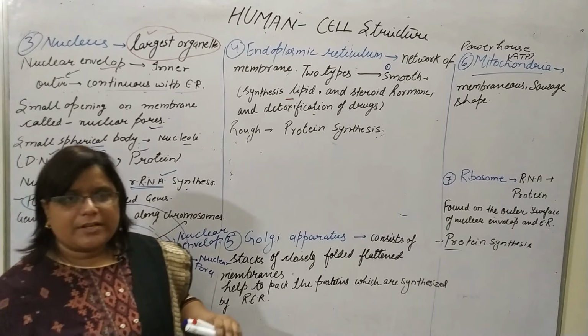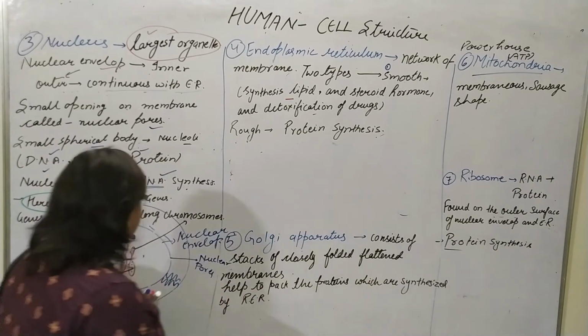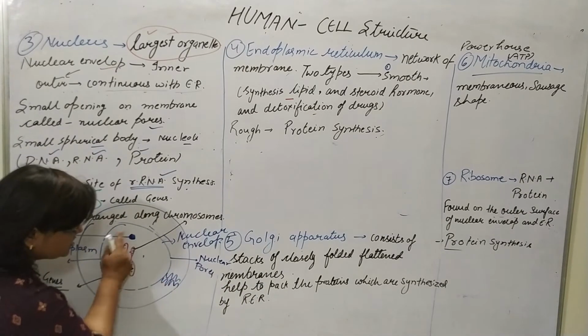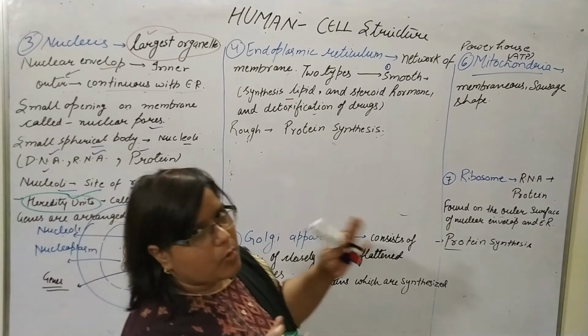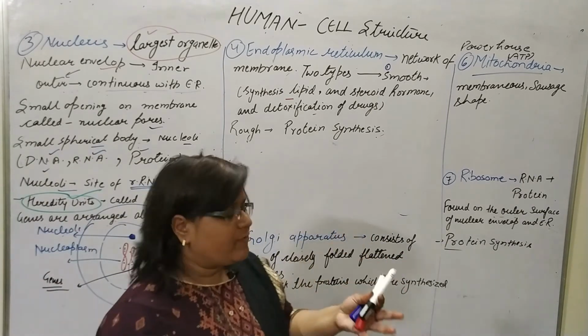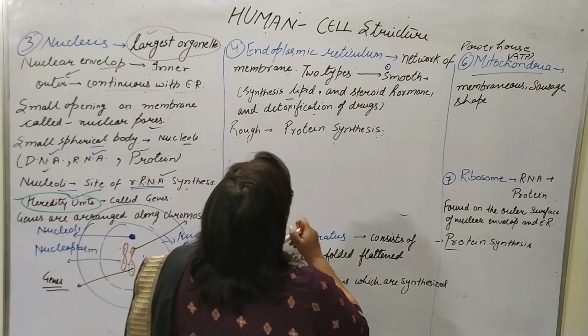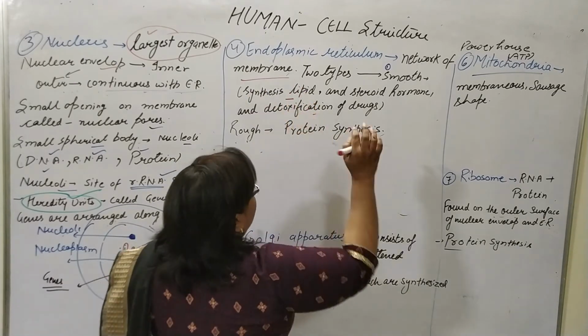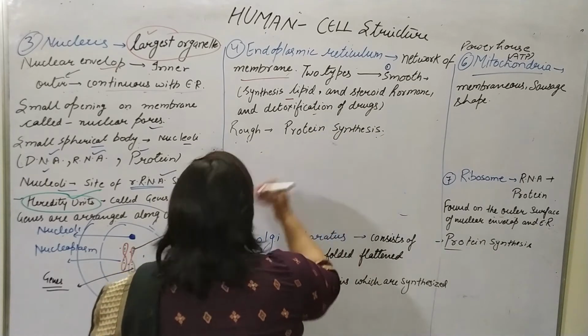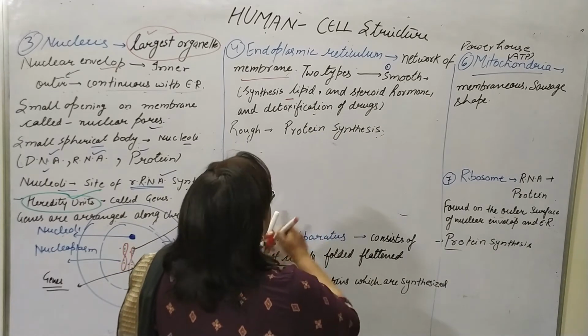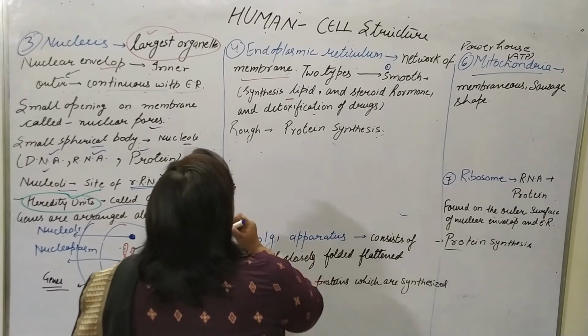Now the endoplasmic reticulum. As we have already stated, the endoplasmic reticulum is continuous with the outer nuclear membrane, and it is a network of membranes. There are two types of endoplasmic reticulum: smooth endoplasmic reticulum and rough endoplasmic reticulum.